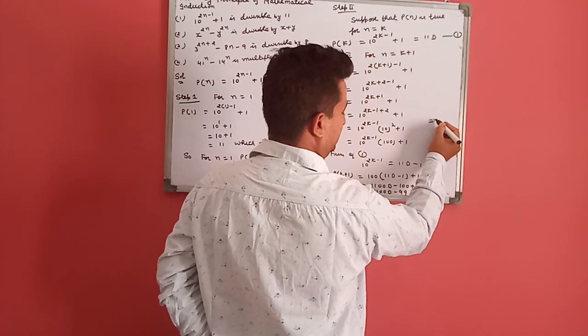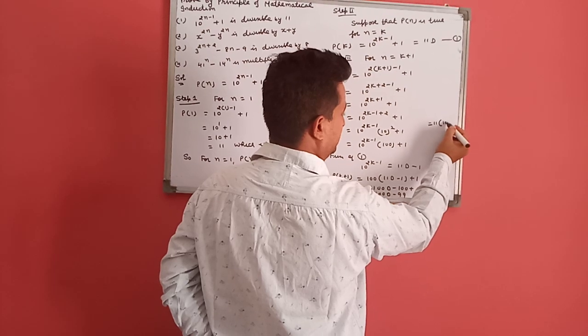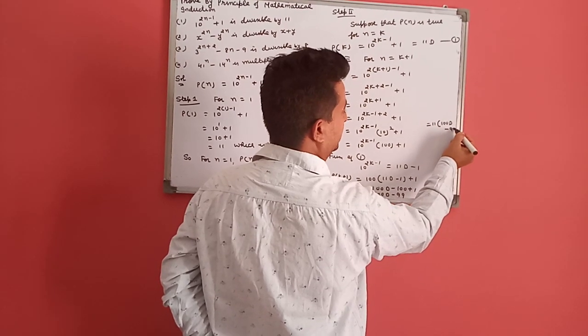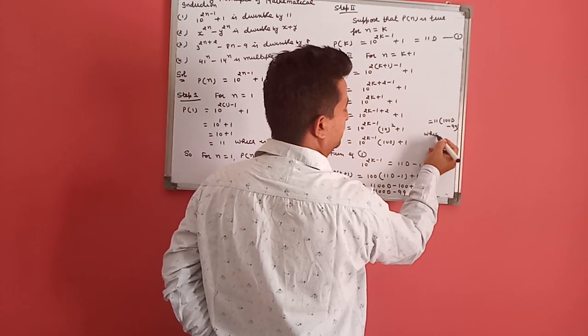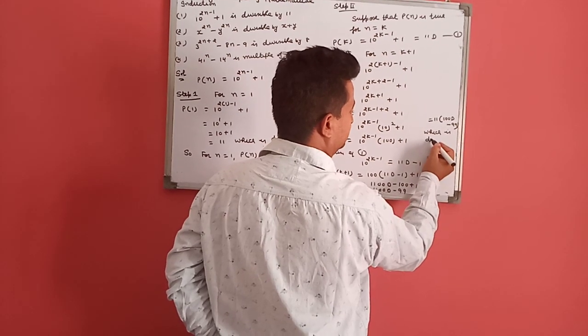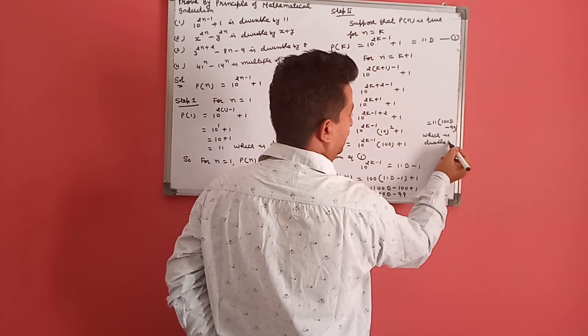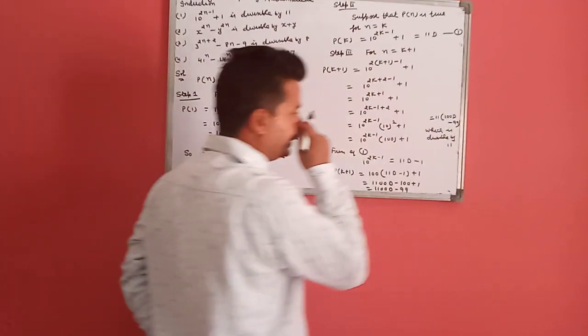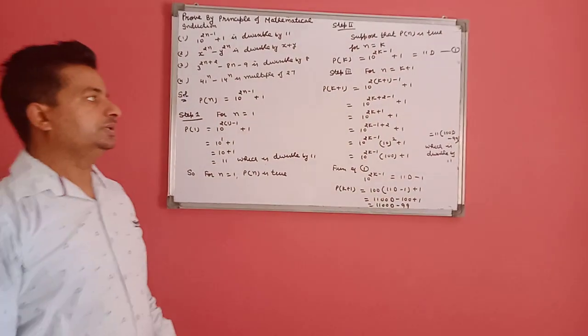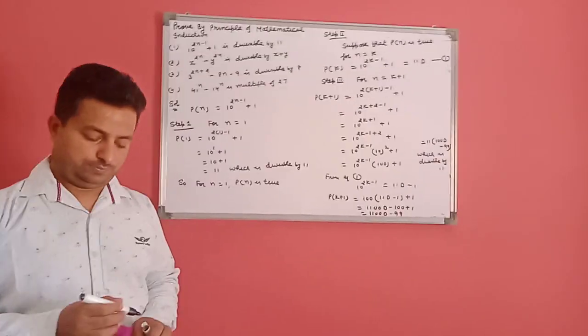We take 11 as common. So 11 times (100d minus 9), which is divisible by 11. So by the principle of mathematical induction, this is true.